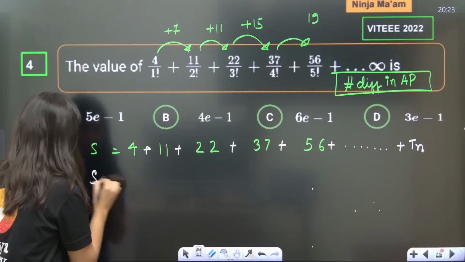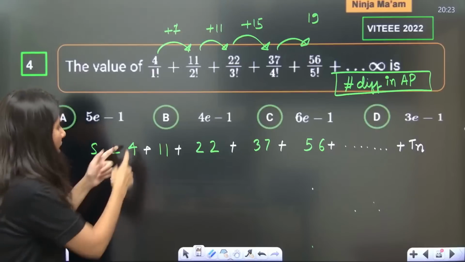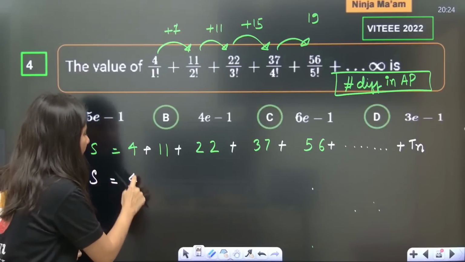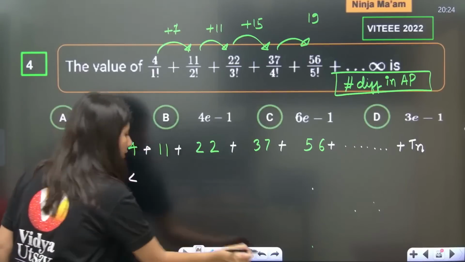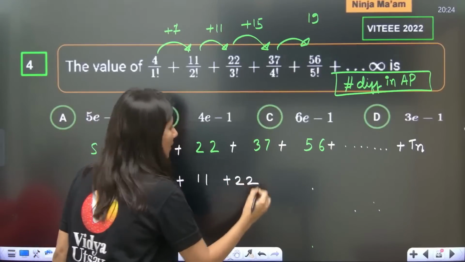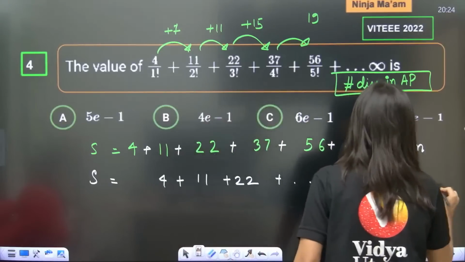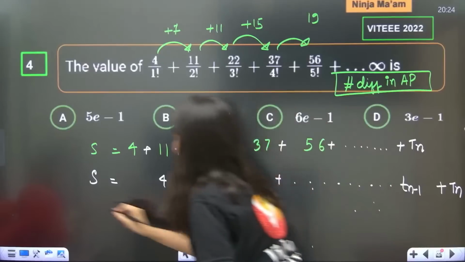In the next line, you write the same equation but in a different manner. Rather than writing 4 over here, I'm going to write 4 over here: 4 plus 11 plus 22, and so on, and this is going to be Tn minus 1 plus Tn. Now subtract both the equations.